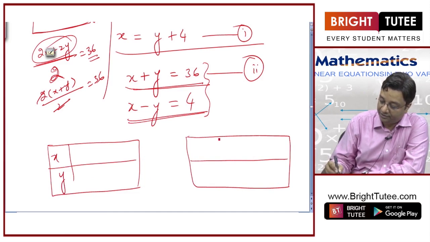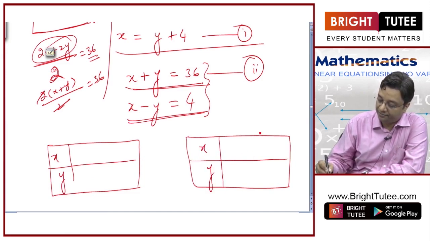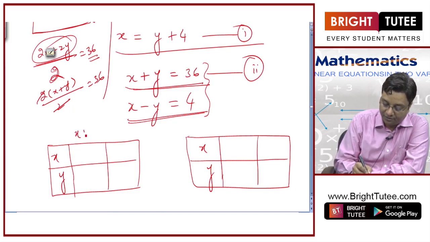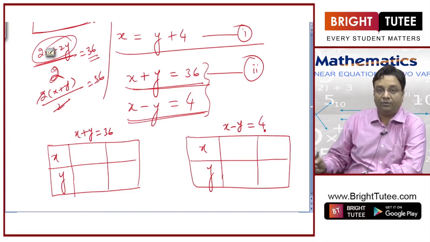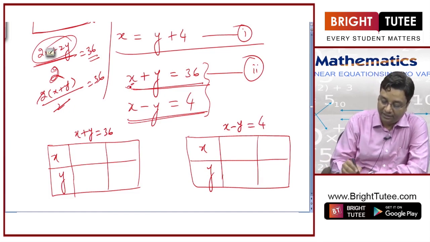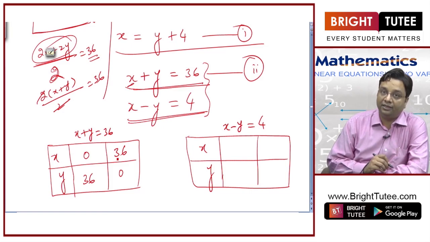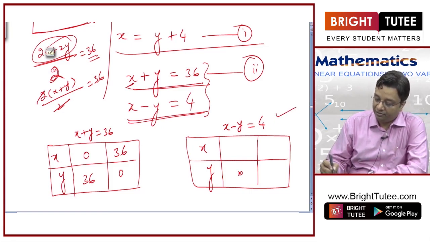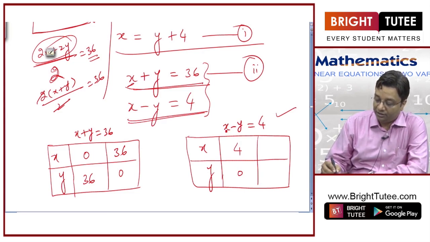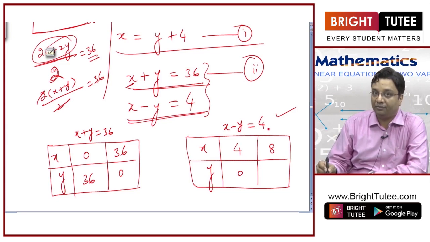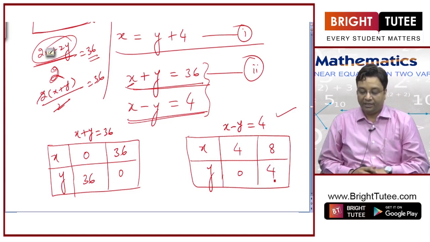So x, y, x, y. This one is for x plus y equal to 36. This is for x minus y equal to 4. If I take x equal to 0, y will be 36. If I take y equal to 0, x will be 36. In this case, if I take y equal to 0, x will be 4. And if I take x equal to, let us take 8. Then this 8 can be taken on this side. 4 minus 8 will become minus 4. So y will become 4 in that case, right?